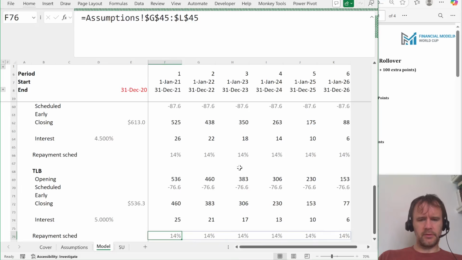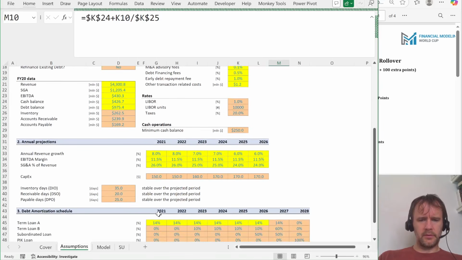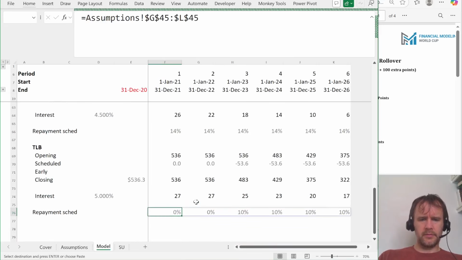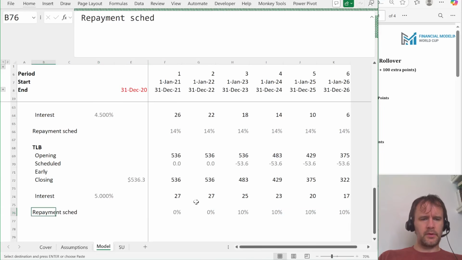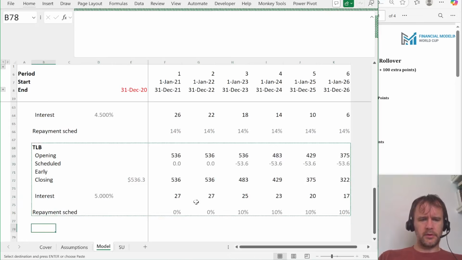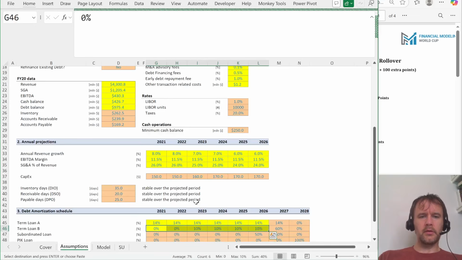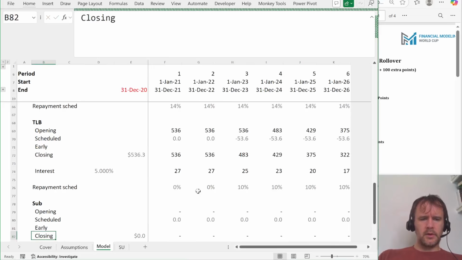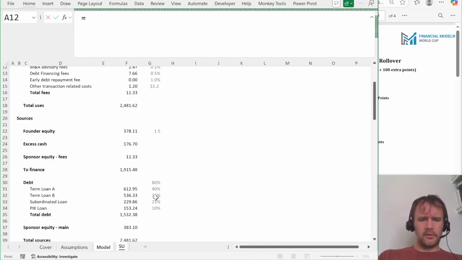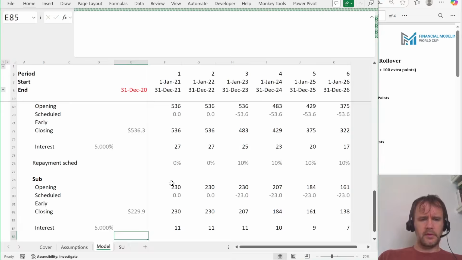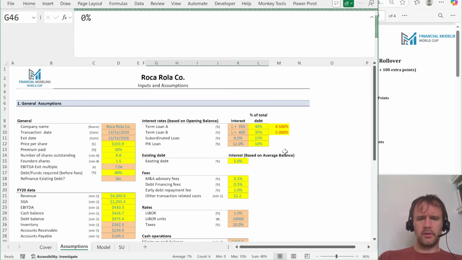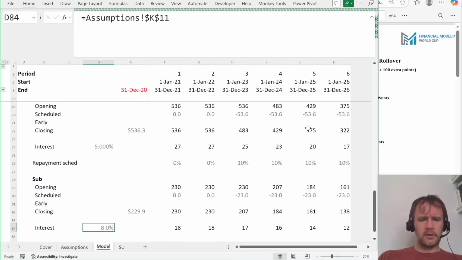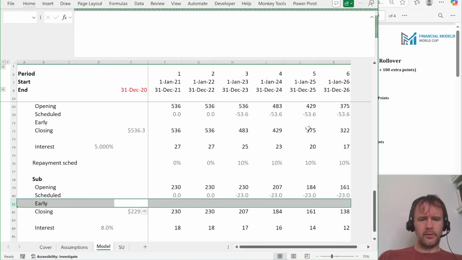Okay, so we have different amounts. We have not updated the payment schedule. Let's do that now. So that one's pretty backweighted. Okay, so that's term loan A, term loan B. Then we've got our subordinated loan. Balance of that is going to start off here. The interest is going to be 8%. Subordinated loans are more expensive. There are no early payments for this.